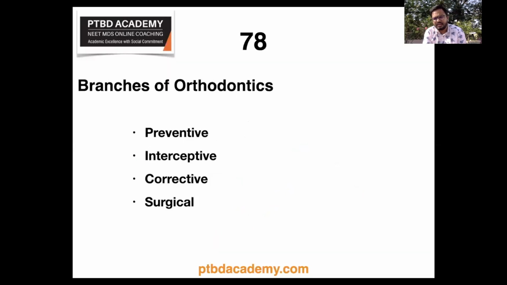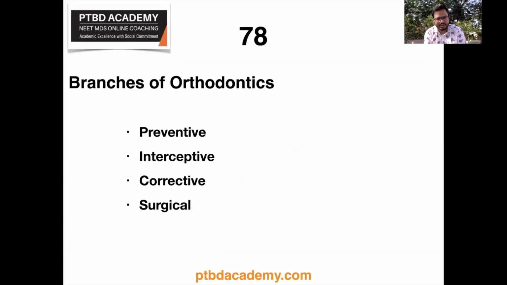And then branches of orthodontics, those are the keywords which I received. So as you can see, there are preventive, interceptive, corrective, and surgical. Preventive: actions taken to preserve the integrity of what appears normal for that age, includes procedures undertaken prior to onset of malocclusion in anticipation of a developing malocclusion. Prevention is always better than cure, isn't it?